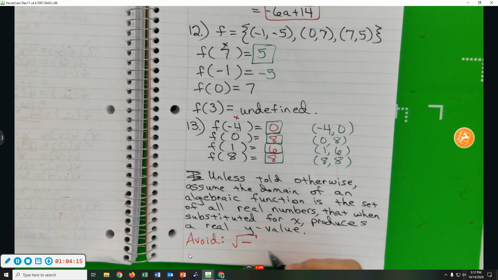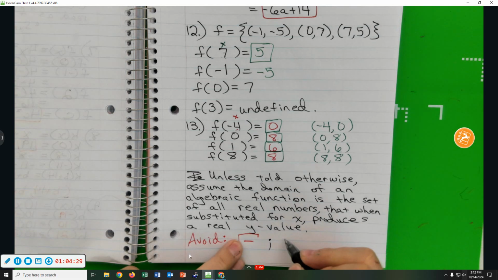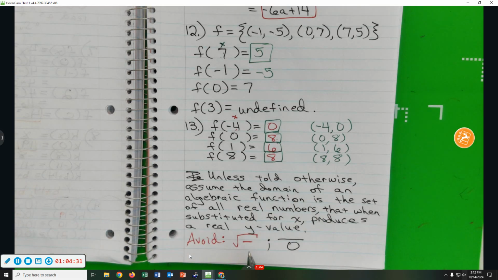There's another time that we've been working and we got undefined results. This was during the 2nd week of the semester. When else could we get undefined results? When a denominator goes to 0. Okay, there it is. The other, you want to avoid the square root of a negative. You want to avoid denominators of 0. Those are the biggies that cause problems.